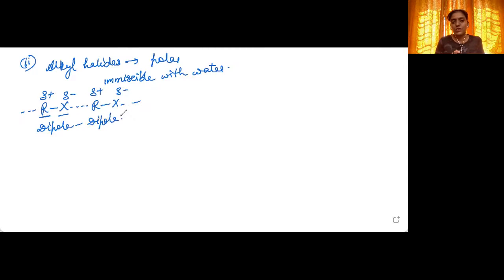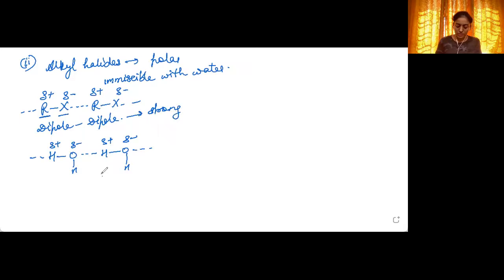So this is dipole-dipole interaction. Now, what type of interaction is there between the water molecules? It is hydrogen bonding. Like this. Because there is partial positive charge on hydrogen and partial negative charge on oxygen, there is hydrogen bonding in case of water. Now this dipole-dipole interaction is strong, and this hydrogen bonding is also strong. But what happens when we mix these two?